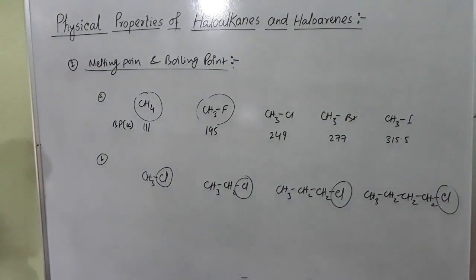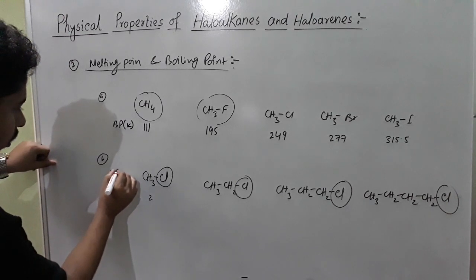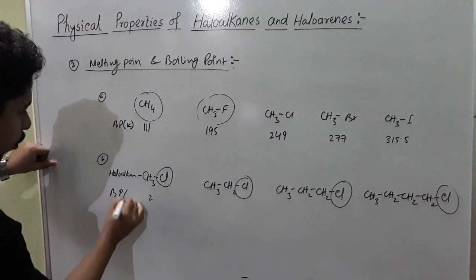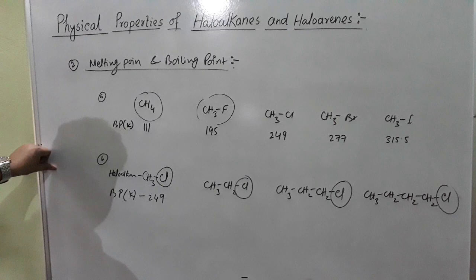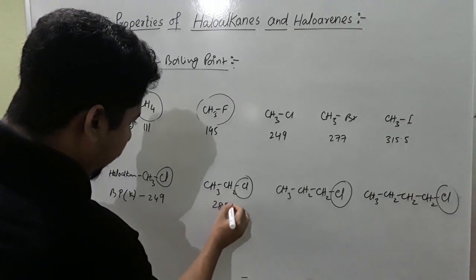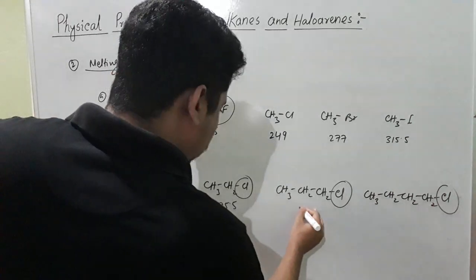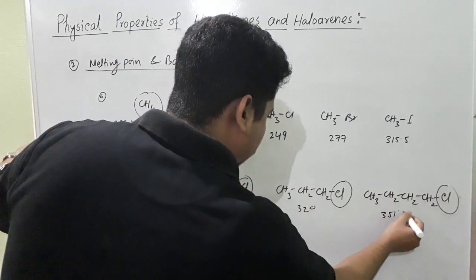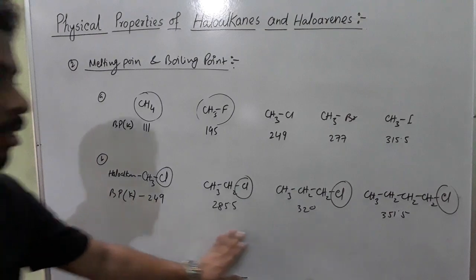Okay. So here these are haloalkanes, and here we have boiling point in Kelvin. This one is having boiling point 249 Kelvin. This one is 285.5 Kelvin. Okay, this one is 320 Kelvin, and this one is 351.5 Kelvin. Okay, so here you see continuously the boiling point is increasing.